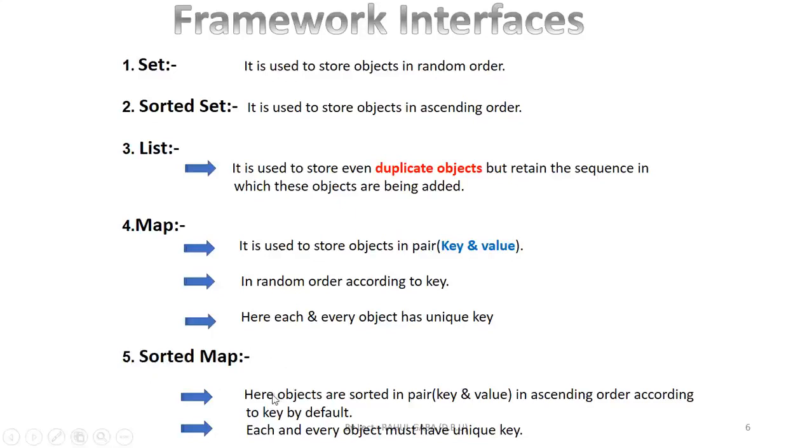What is the working of sorted map? Here objects are sorted in pairs. We already discussed that whenever we store values in a map, we have to store them in the form of a pair, key and value, in ascending order according to the key by default. And each and every object must have a unique key. That is the property of a sorted map. In this slide, we briefly discussed most of the collection interfaces.